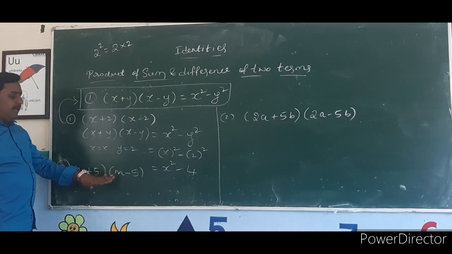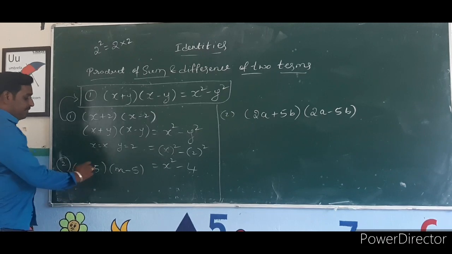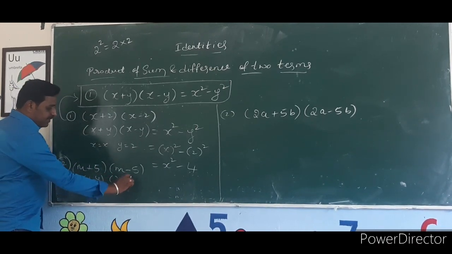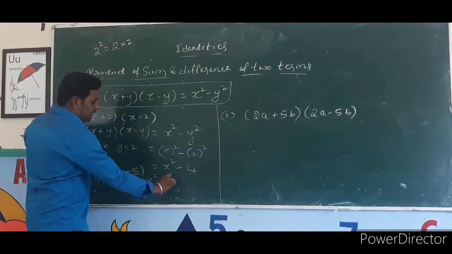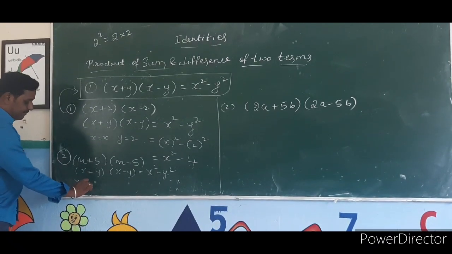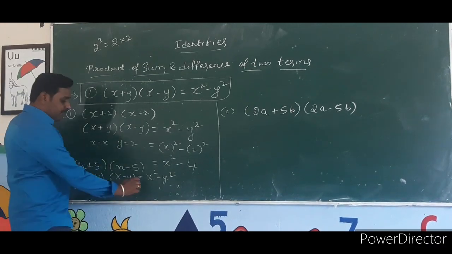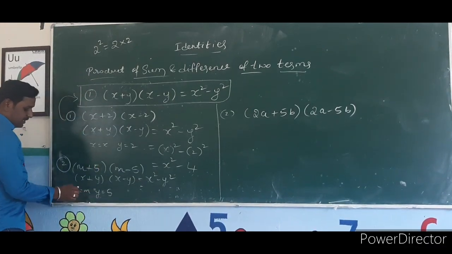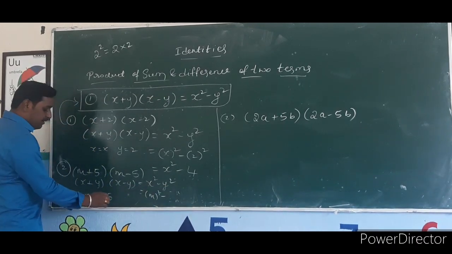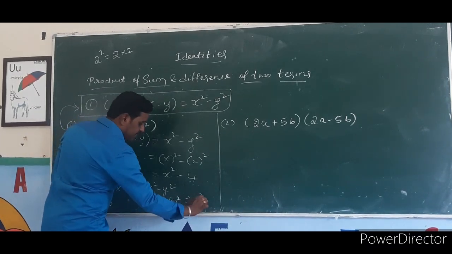So if I am taking a different example, suppose I am taking m plus 5 and m minus 5. (m + 5)(m - 5). So first terms are same, second terms are same. In between plus and minus sign is there. You can go directly to the formula (x + y)(x - y) = x² - y². What is in the place of x here? m. In the place of y, 5. Then you can easily apply here. In the place of x, what is given in the question? m square. In the place of y, 5 is given. 5 square. m square means m square.